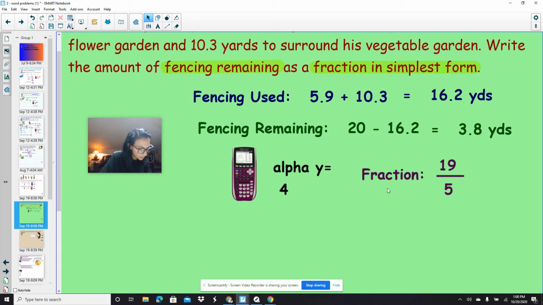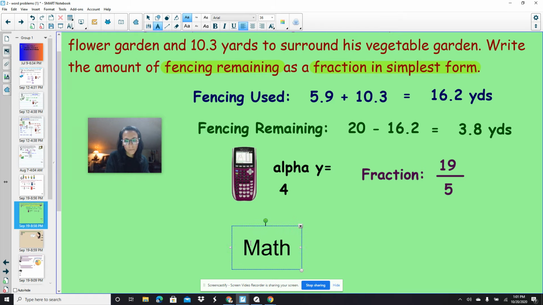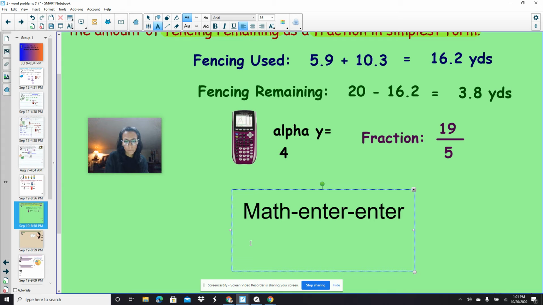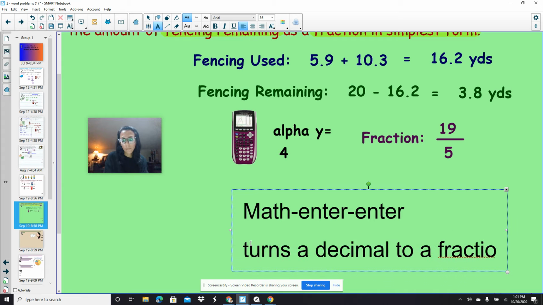I'm going to play around with it just to see. Yes. So if you just go 3.8 and then hit math, enter, enter, that's the same thing as alpha y4. So in case you don't have that feature, if you have an older calculator, I'll write that down here. And what's nice is it also simplifies it for you.